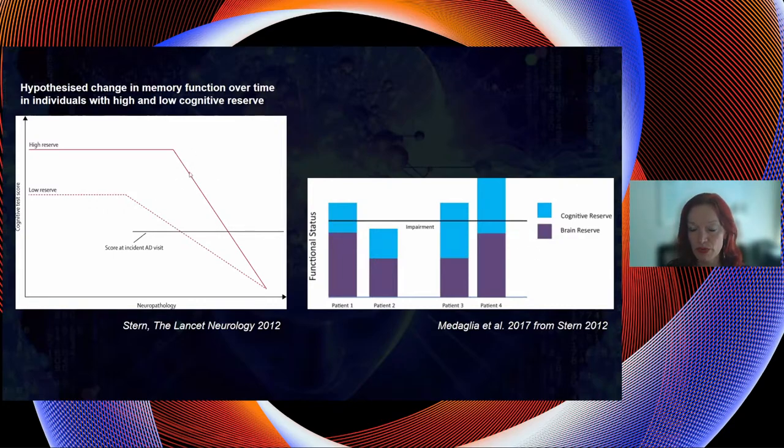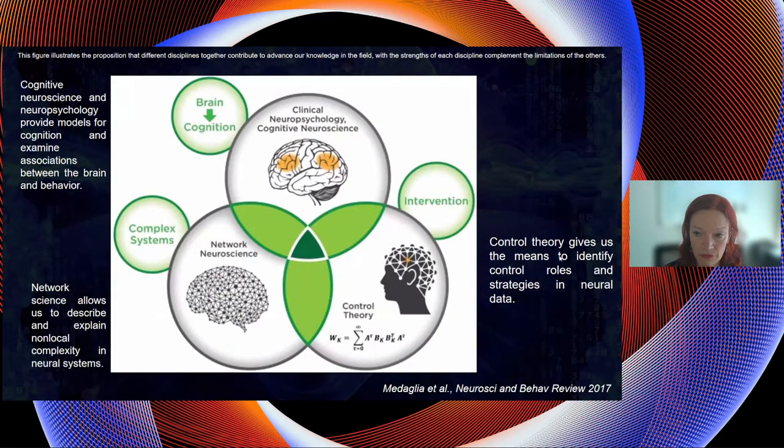So cognitive reserve represents the fact that you might tolerate more brain alteration before you show cognitive decline. And brain reserve illustrates the direct effect that some protective lifestyle factors, for example, might have on your brain, so that it will show, for example, higher regional volume than those with lower brain reserve. And this illustrates the fact that brain and cognitive reserve are thought to have additive effects, so that you can see here that patient four, who shows high brain and higher cognitive reserve compared to patient two, would show higher functional status at the same level of brain alteration.